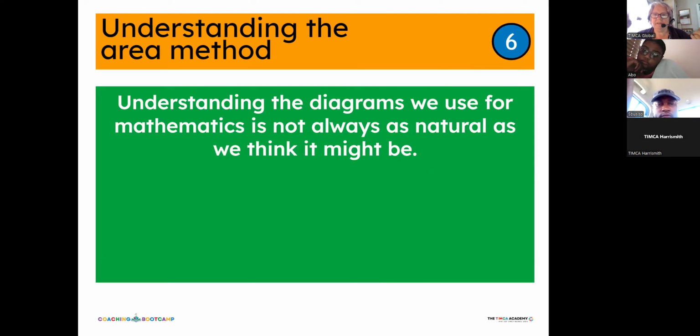Understanding the diagrams that we use for mathematics is not always as natural as we think it might be. So we might think, oh, okay, this is an array and I understand it. We cannot assume that children understand that. Okay, we have to explain to them what a row and a column is. We have to explain to them that it makes a rectangle. Yeah, an array is not a shape that's got different numbers of things in each row and column. Yeah, so we have to actually make these things specific and say them to the people.